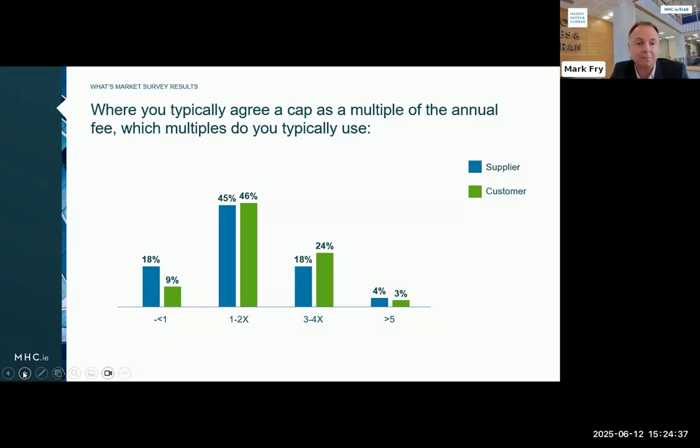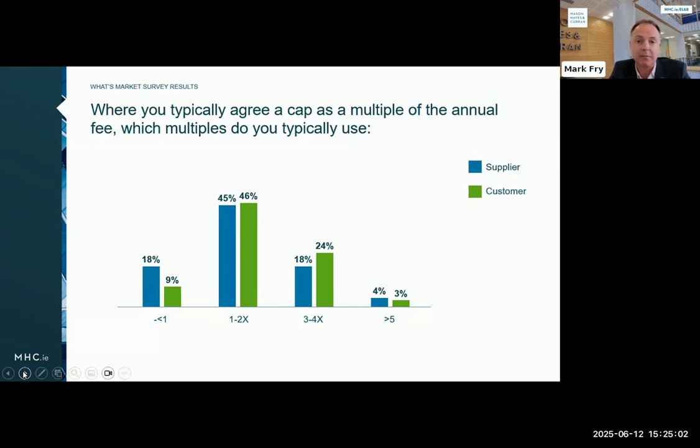Looking at the customer's approach, the data shows us that a lot of customers are getting comfortable with general liability caps linked to 1 to 2 times fees. 46% have indicated in this year's survey they typically use that level. It can often be a challenge for customers to get suppliers to agree general liability caps of more than 2 times fees, but about 24% of customers had indicated in this year's survey that that's typically the case for them.